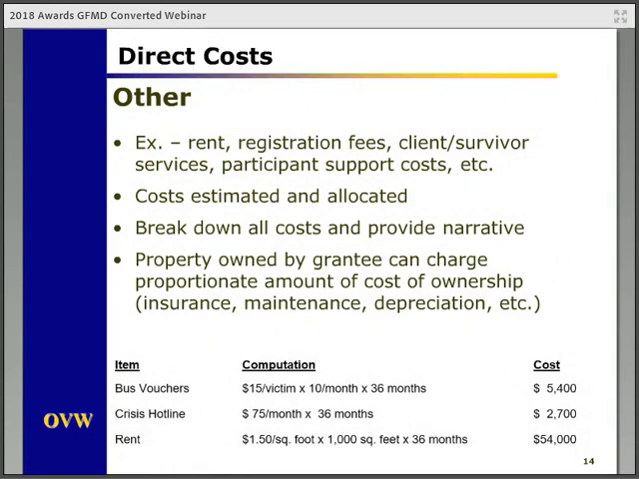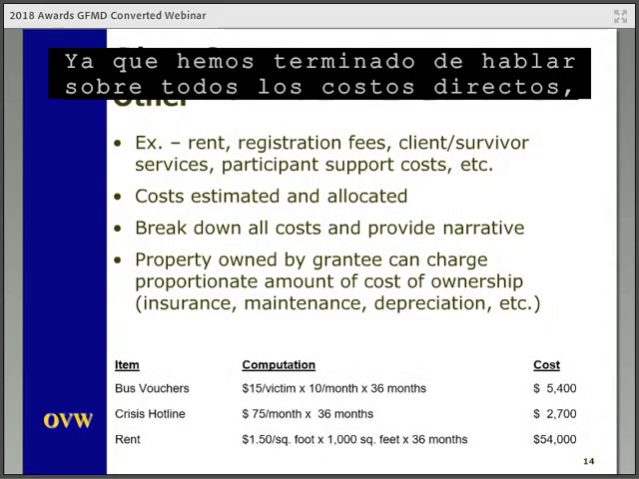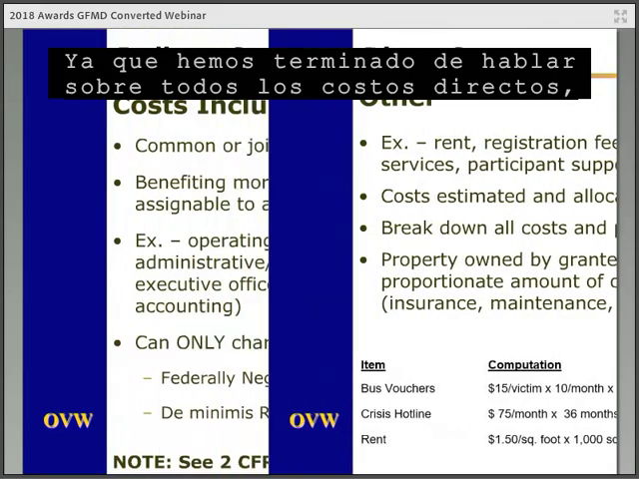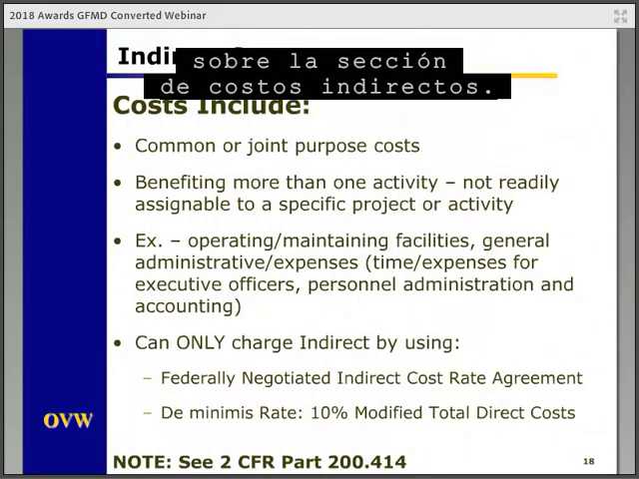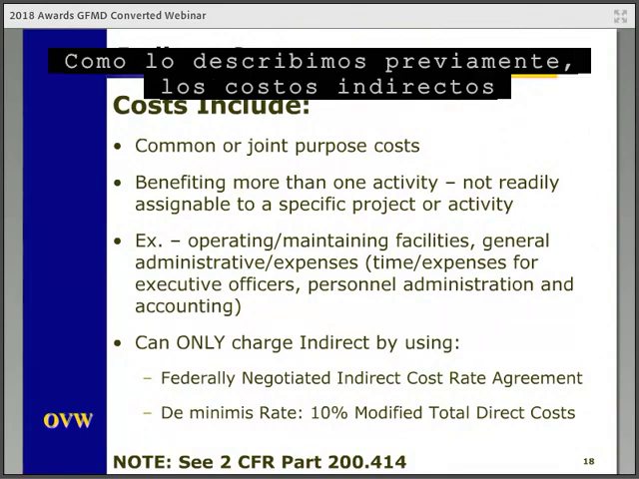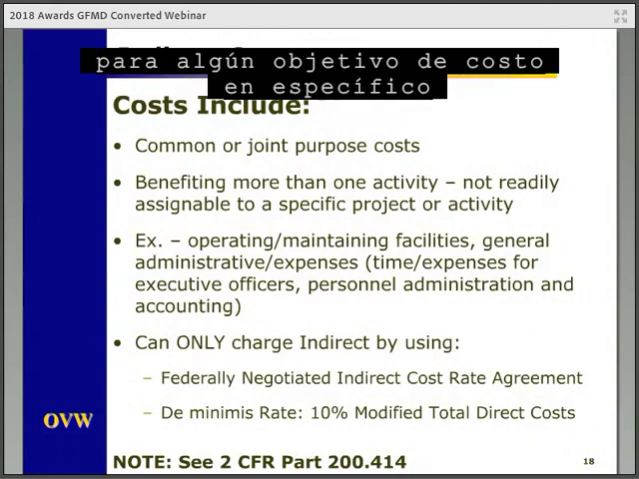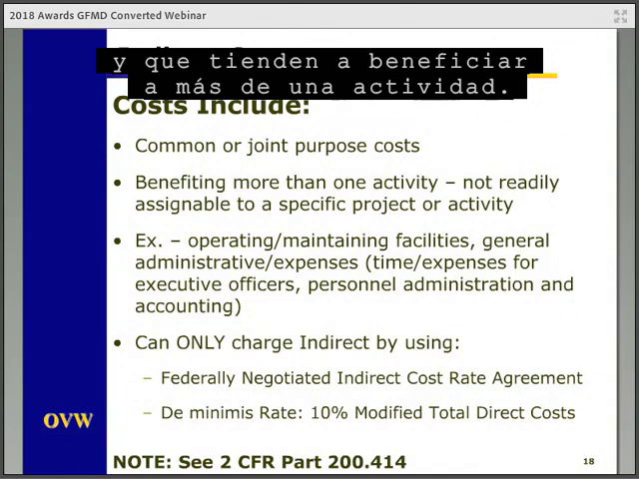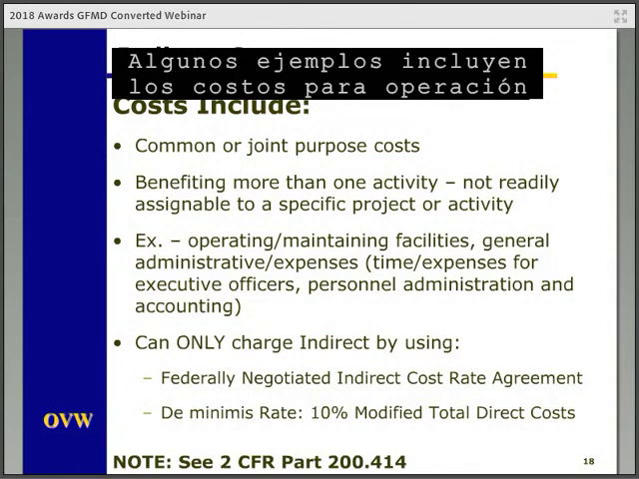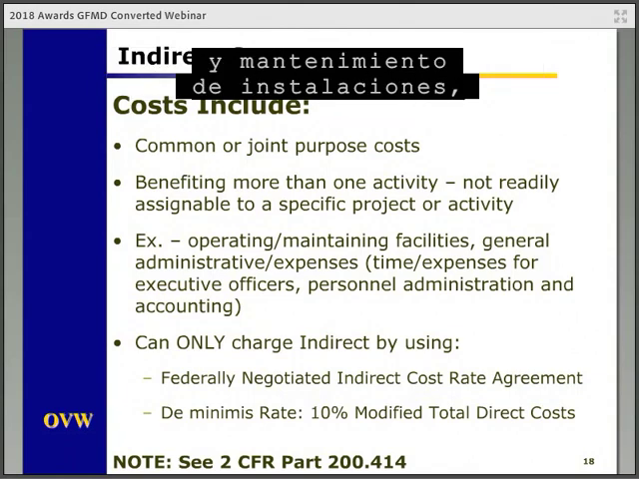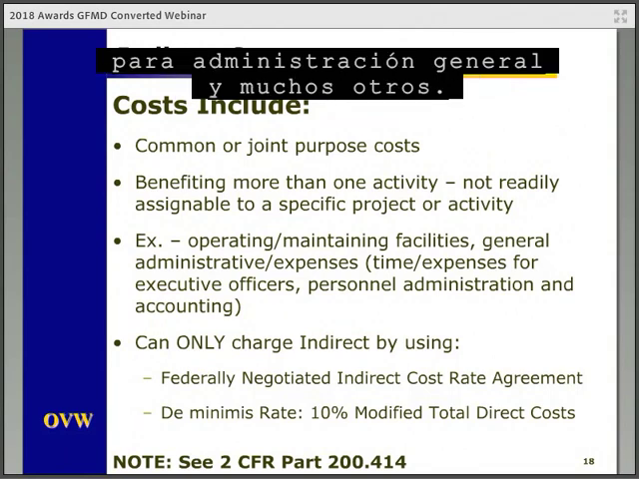Now that we've finished going through all of the direct costs, we want to briefly go through the indirect costs section. As previously described, indirect costs are those that cannot be readily identifiable to a specific cost objective, and they tend to benefit more than one activity. Some examples include costs for operating and maintaining facilities, general administrative, and plenty of others.